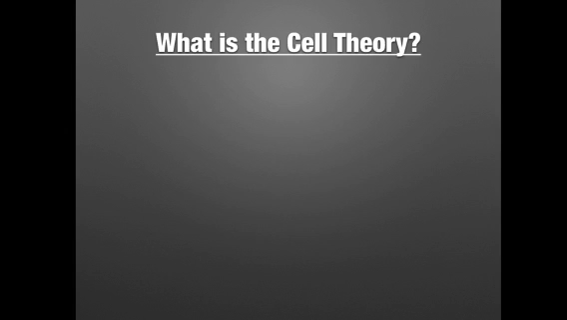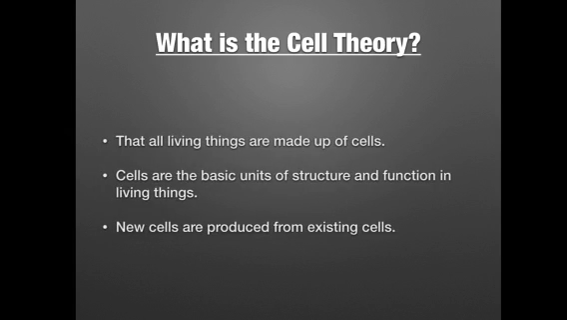What is the cell theory? Cell theory is summarized into three main points. First one is that all living things are made up of cells, which we all know. The second thing is that cells are the basic units of structure and function in any living thing or organism. And the third thing is that new cells are basically produced from pre-existing cells in the living organism.